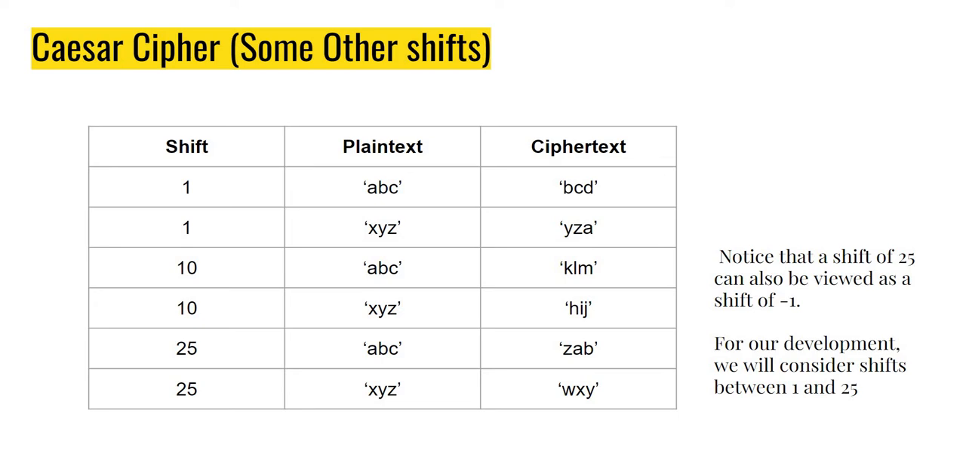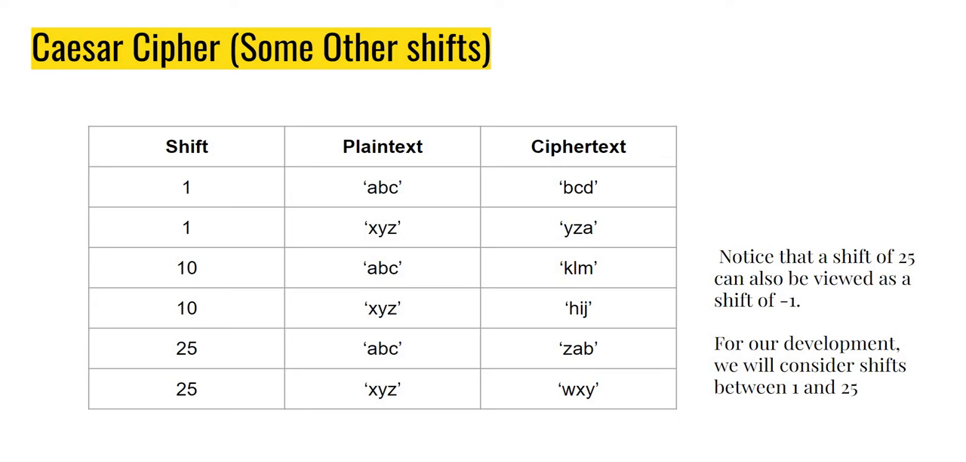You can also study the other examples. But the two important points that come out from this table, number one, is that this is in fact circular in nature. And what do I mean by that? Let's look at this one. X, Y, Z shifted by 1. X is going to become Y, Y is going to become Z, but Z will again become A. That's because Z is the last alphabet, so the next one just rolls over to A. And that's what I mean by this being circular.